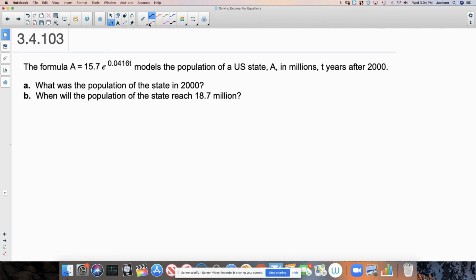So at this point, when you're talking about exponential equations, we can really start to look at some of the applications of exponential growth, and one of those is a population model.